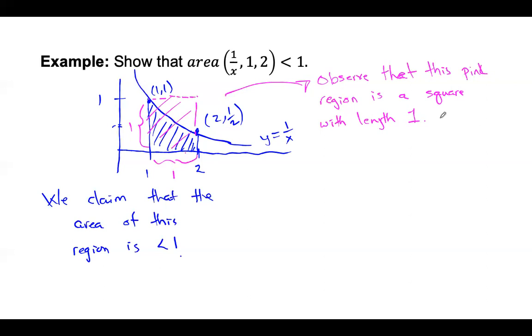Length and width both are 1. So its area, 1 squared, is equal to 1. So that's the area of this purple. But this is clearly less than the purple.